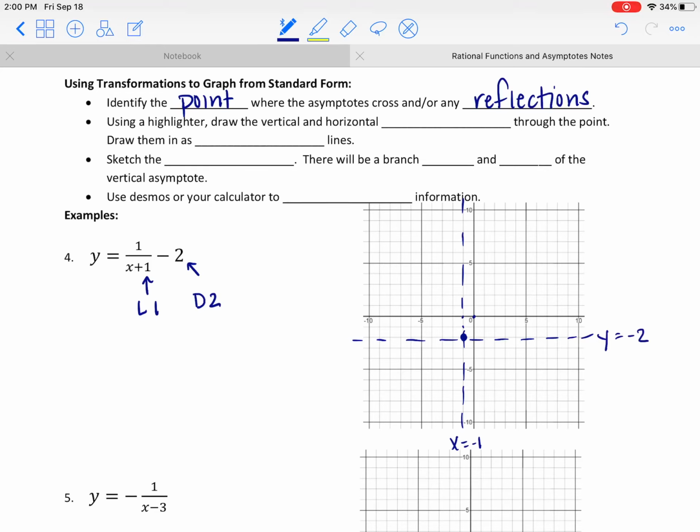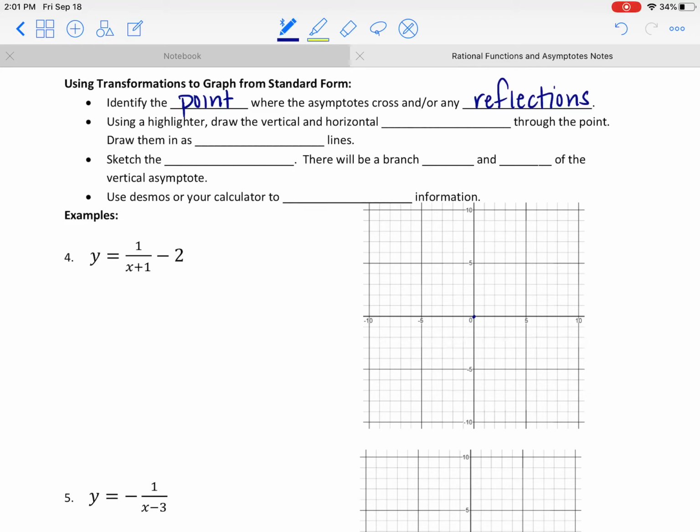So left 1, down 2, or I just look at this because this is counterintuitive here. This is going to move the point where my asymptotes cross to -1, change that sign, and then keep that sign, -2. So my asymptotes will cross at (-1, -2), or left 1, down 2. Okay? And I'm going to come back and do this again, so don't forget.